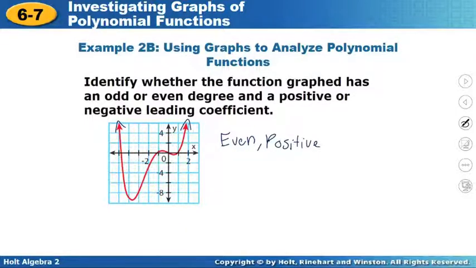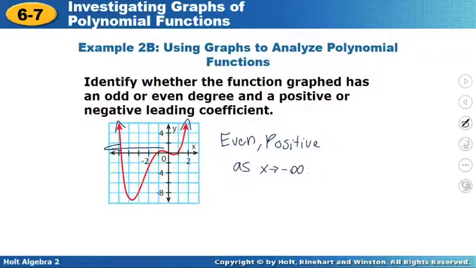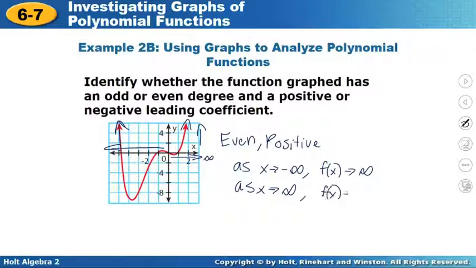But we don't even need it because if we look at the graph, let's talk about it going to the left. As x goes towards negative infinity, as we move to the left, the function is going upwards, meaning f of x is going towards positive infinity. And on the right side, as x approaches positive infinity, as we move to the right, our function is going up, meaning it's going towards positive infinity.